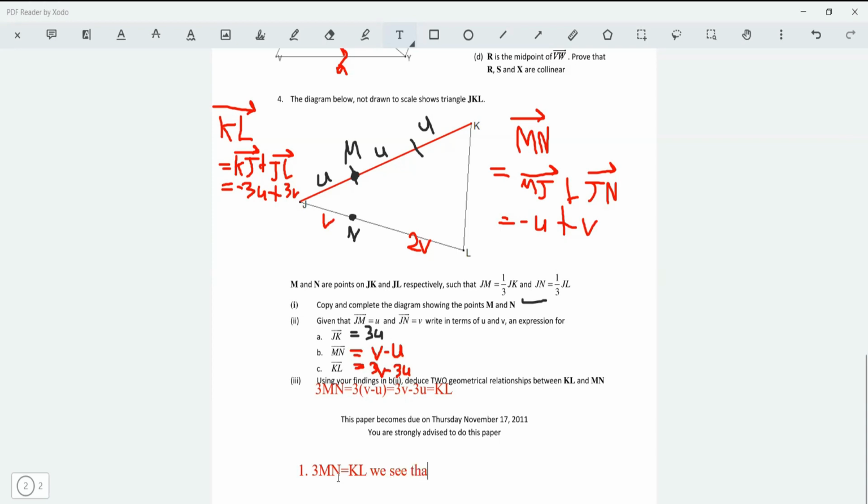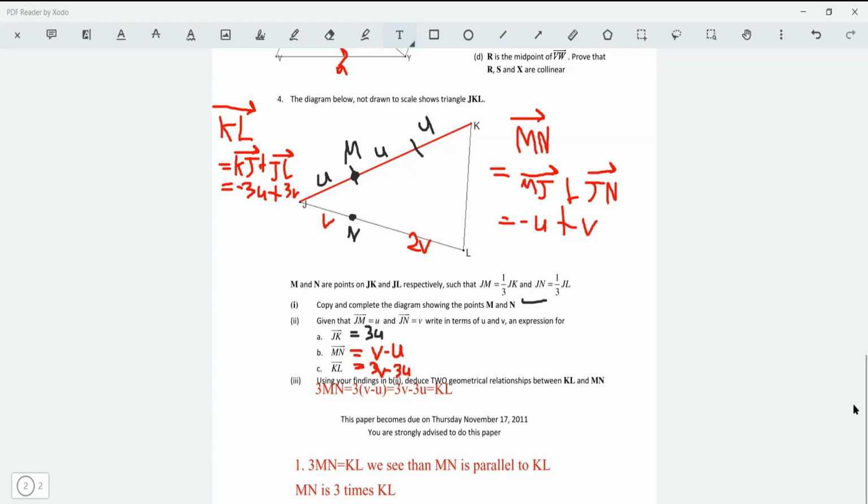So the first relationship, since 3MN is equal to KL, we see that MN is parallel to KL. That's one that we see. MN is parallel to KL. All right, that's the first geometrical relationship. The next one is that KL is 3 times MN. So KL is 3 times the distance MN. So one, they're parallel, two, one is 3 times the size of the other.